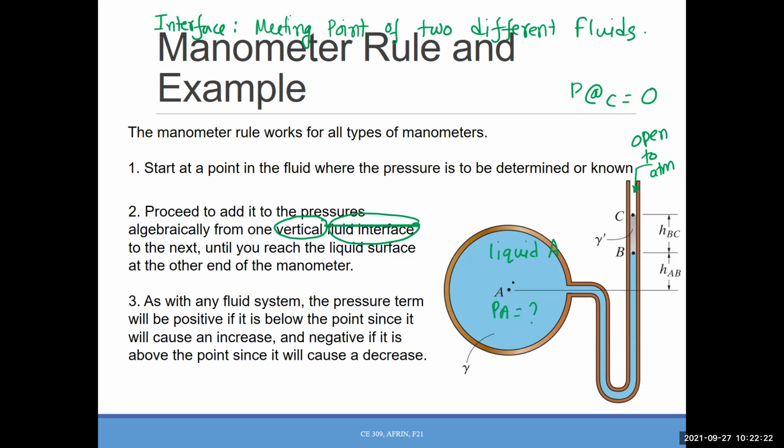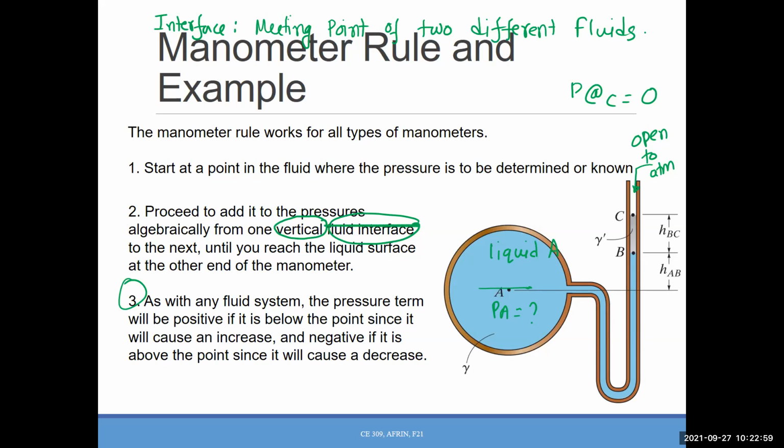Now, how many interfaces do we have for this setup? Which points are the fluid interfaces here? Do you think point A is an interface? How about point B? Is it an interface, because it's the meeting point of two different liquids? What about point C? So we have two fluid interfaces here, right? Okay, good. Now, point number 3, I know it's lots of words here.